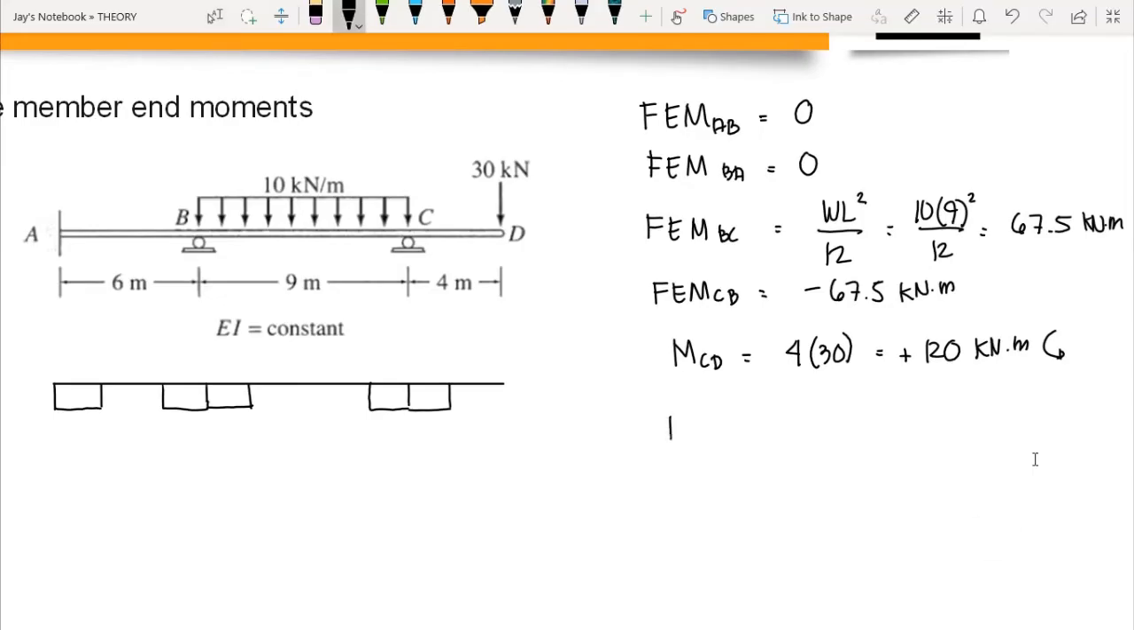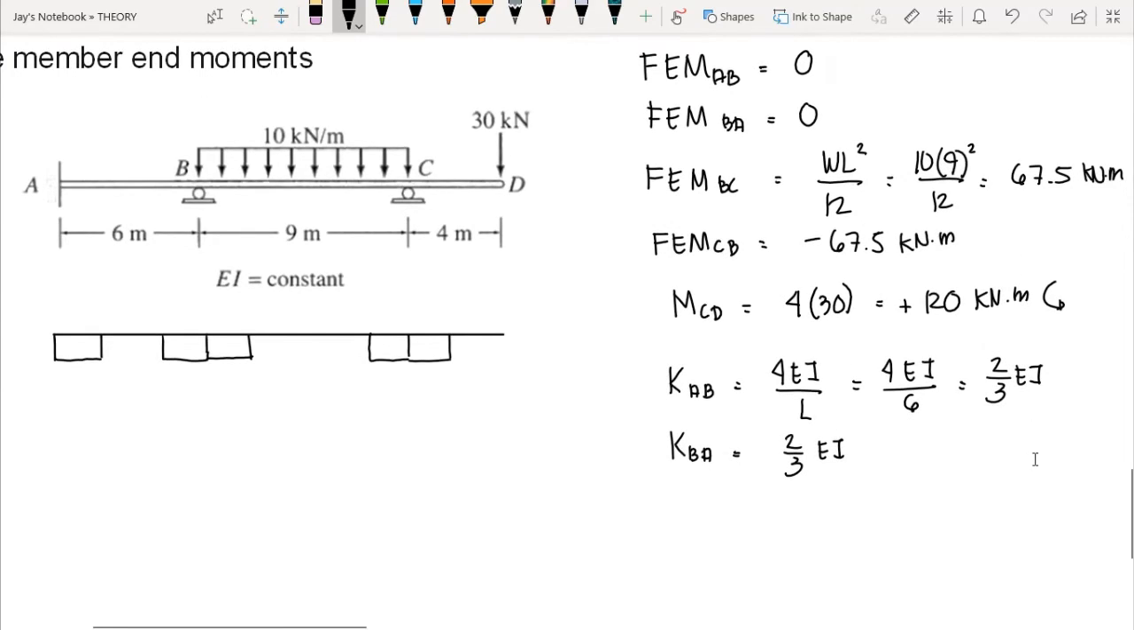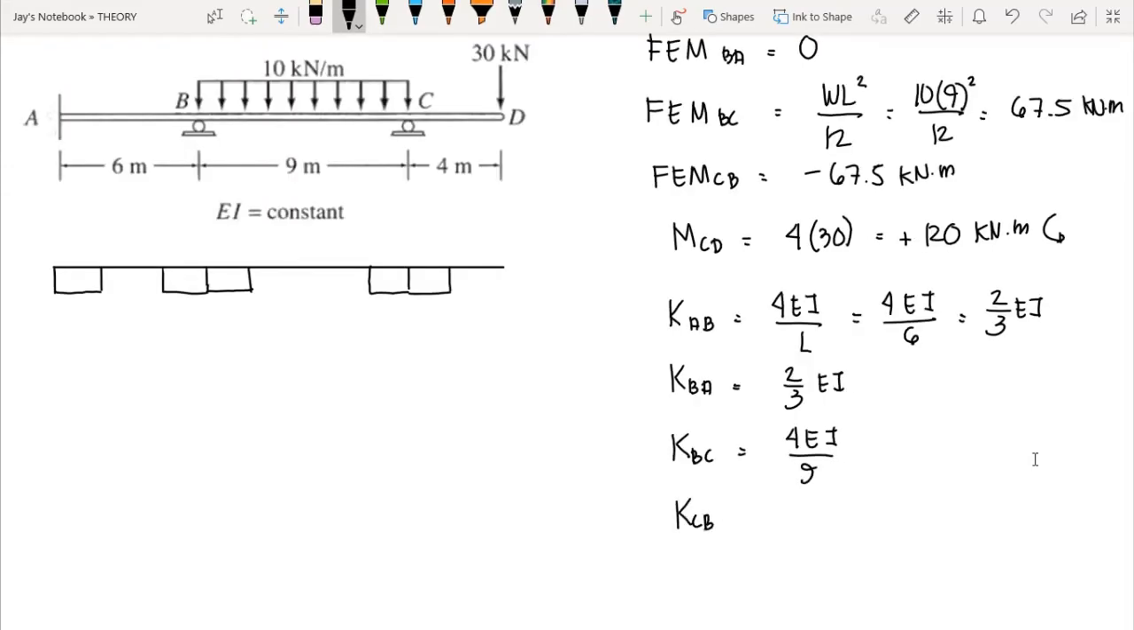And then we compute for the stiffness. We have stiffness of member AB, 4EI over L. We know that EI is constant, so we can just eliminate EI because that would be cancelled eventually. So we have 4EI over L is 6, that means we have 2/3 EI. For KBA, we still have 2/3 EI, correct? For KBC, we have 4EI over 9. KCB is 4 over 9 EI as well.